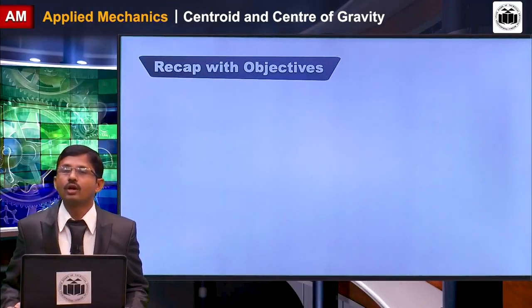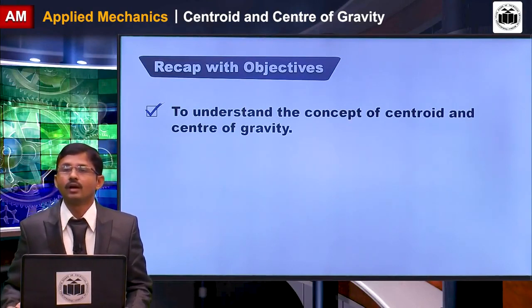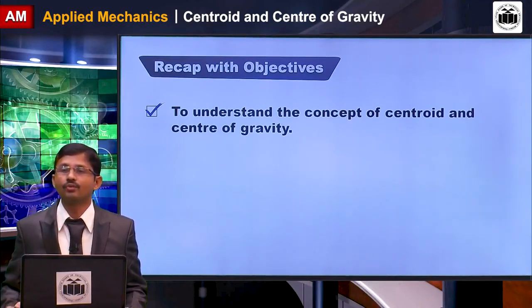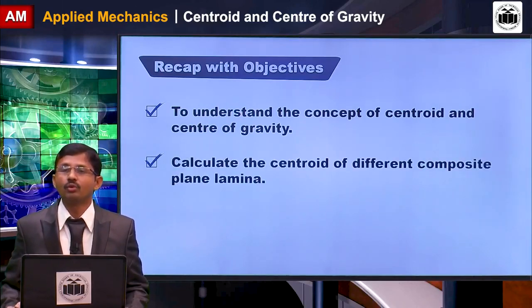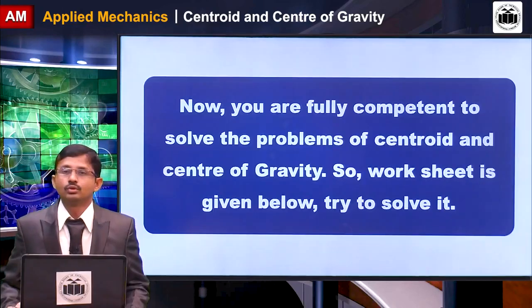So students, we have covered these objectives. First, to understand the concept of centroid and center of gravity. Then we have calculated the centroid of different composite lamina. Then we have seen how to calculate the center of gravity of different composite solids. So students, now you are fully competent to solve the problems of centroid and center of gravity. So the worksheet is given below. Try to solve it.